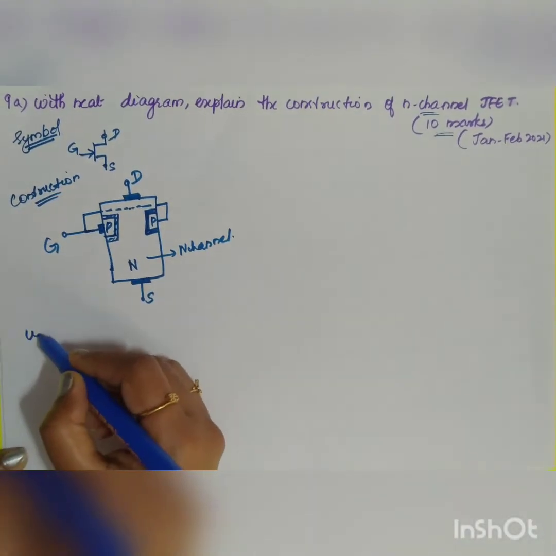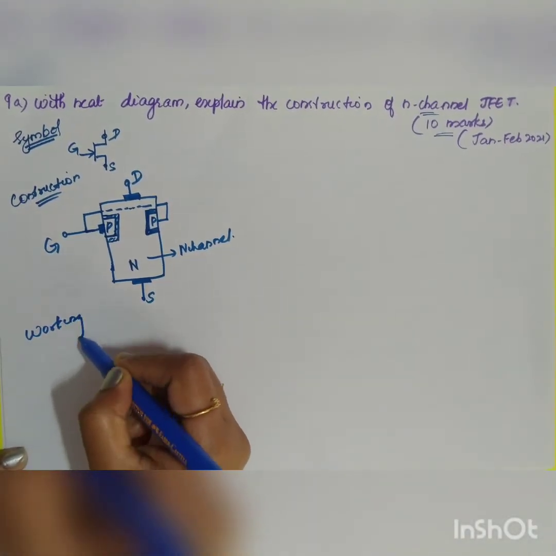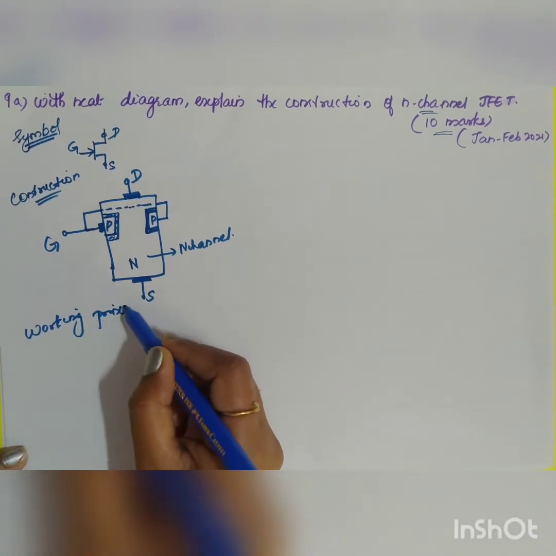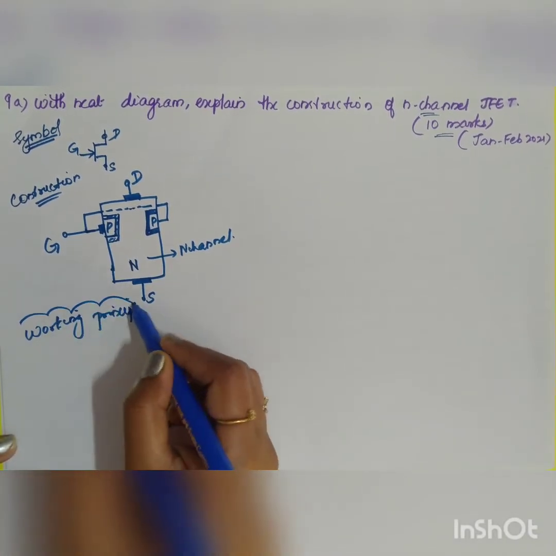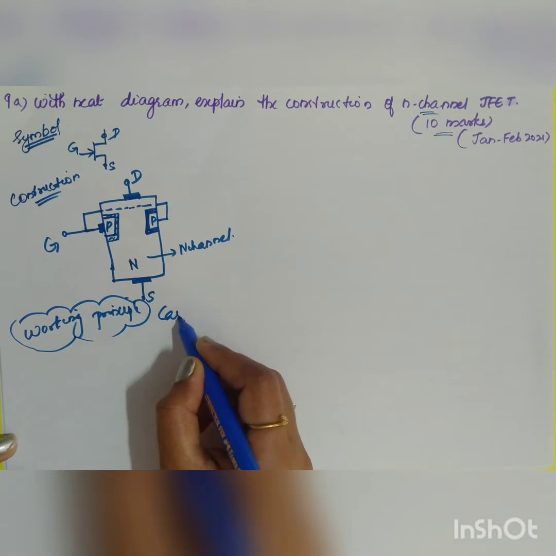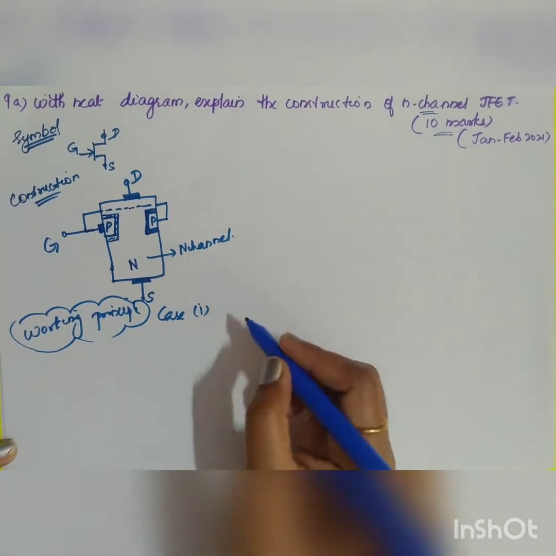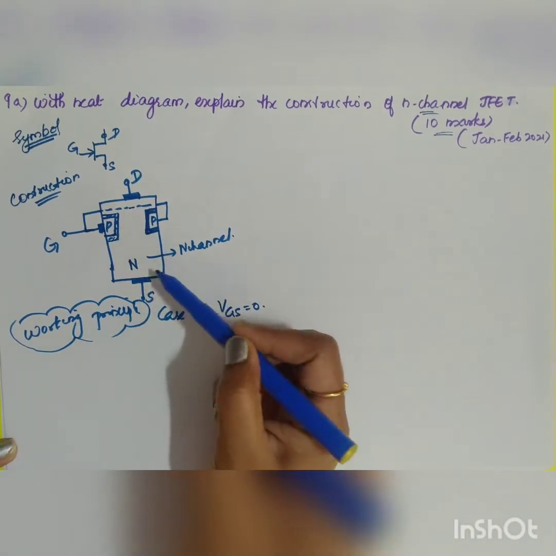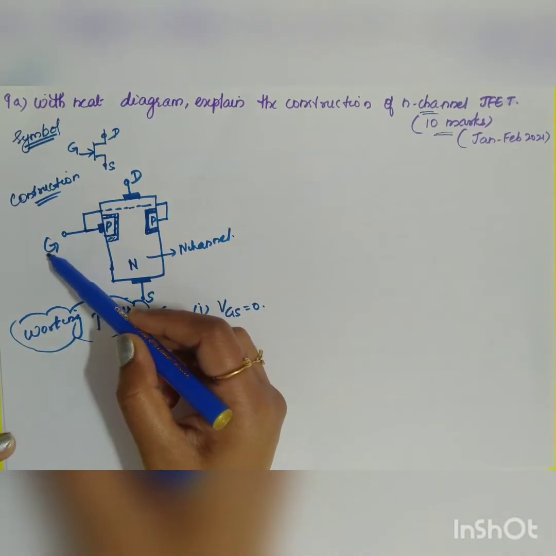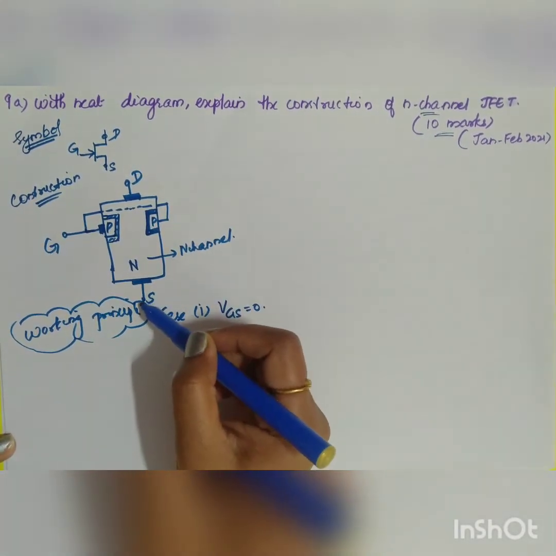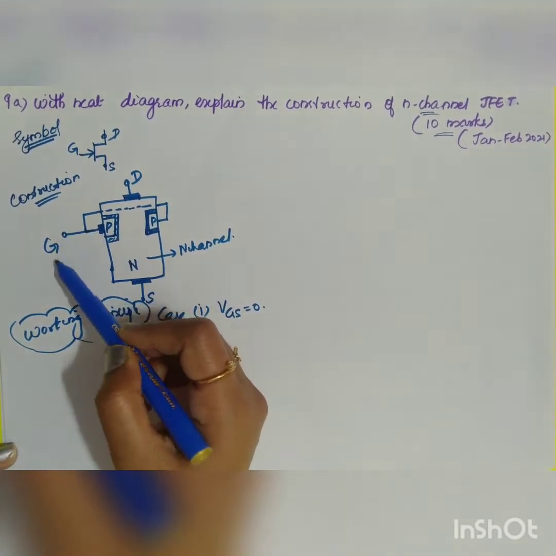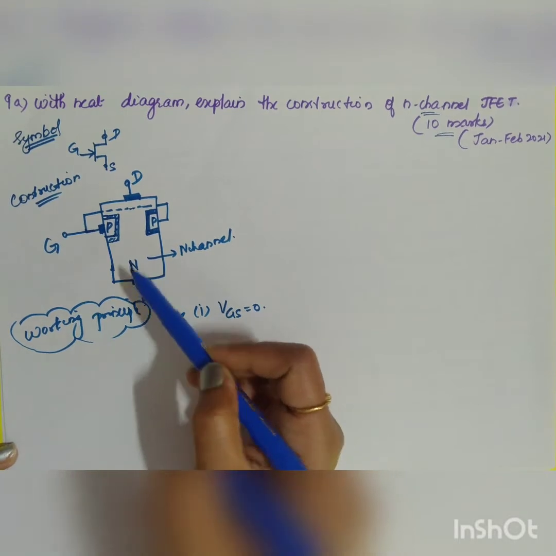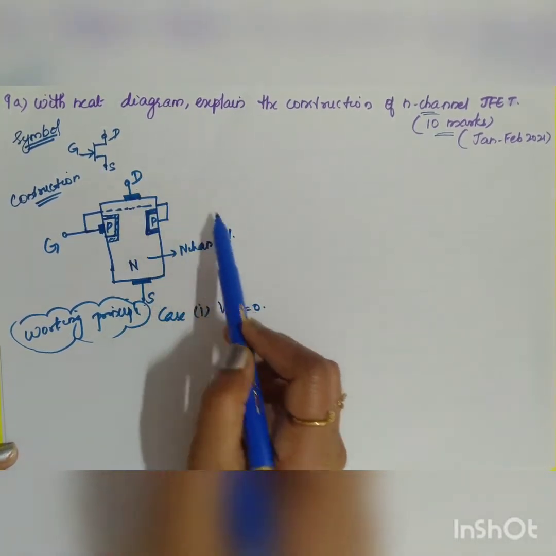Now when we go on to the working principle of your N channel JFET, it works in two cases. Case 1: when VGS is equal to 0. Your current flow is controlled by your gate to source voltage. Now we are taking a common source configuration, where your source will be grounded, the input voltage is the gate to source voltage, and the output voltage is the drain to source voltage.